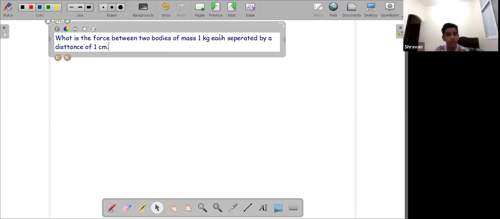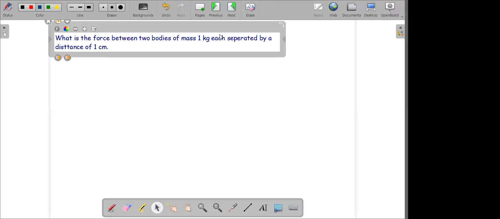Should we convert centimeter to meter? Yes, we need to convert centimeter to meter. Everywhere we'll be using the SI system of units.